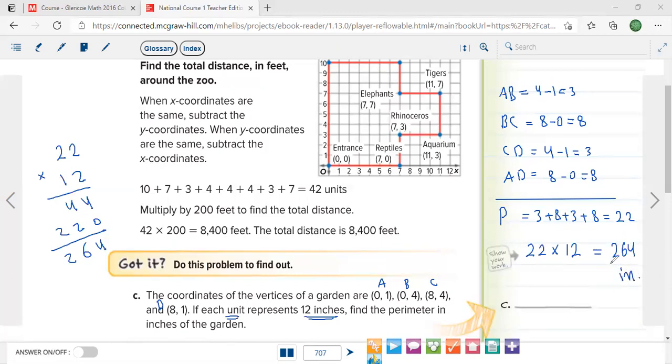We don't say inch squared because this is a perimeter and perimeter is a length. So normally, find the length of the four sides, add them up, then multiply by the length of one unit.